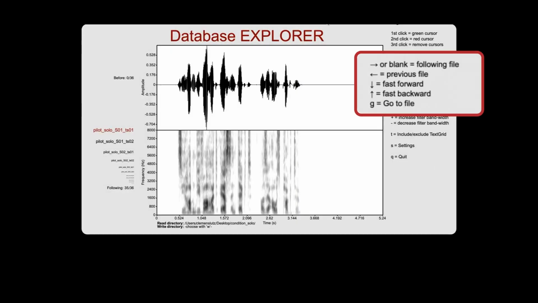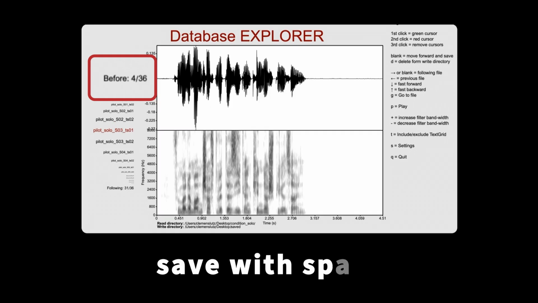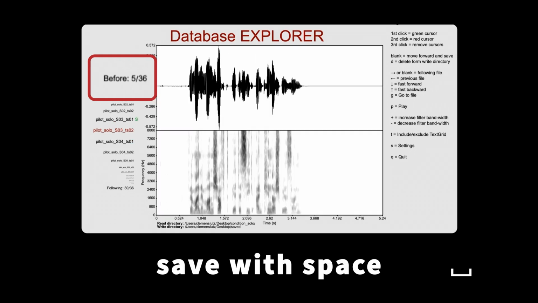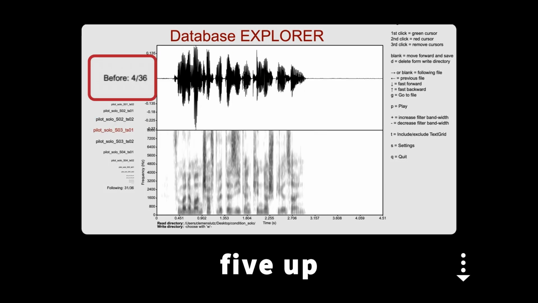The next 5 lines tell you how to move through the files in your folder. You can use the left and right arrow keys to move one file up or down. Pressing the spacebar will also move you one forward. However, it will also always save the file to your write directory. If you want to make bigger jumps, you can use the up and down arrow to jump 3 files up and down in your folder.